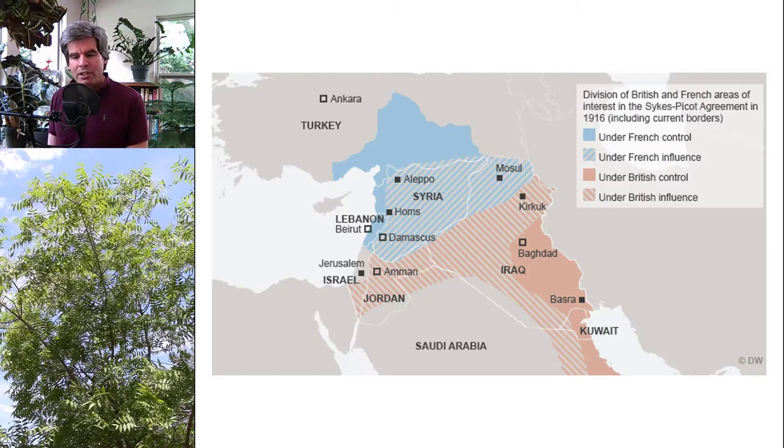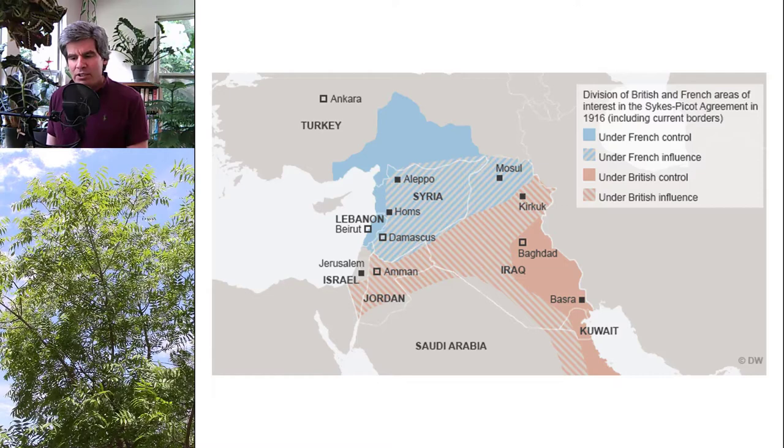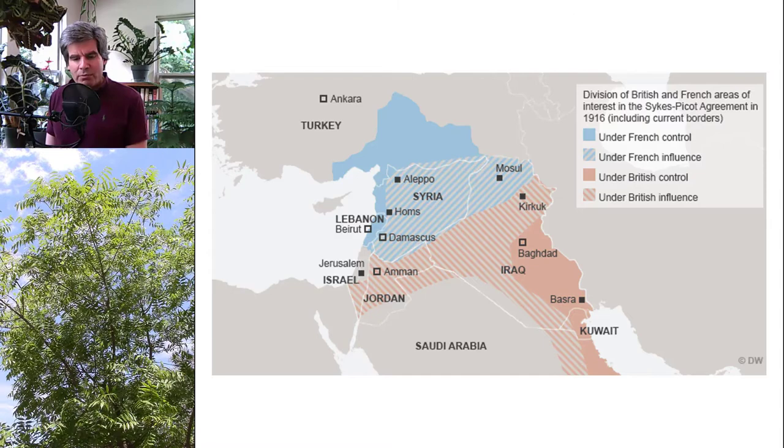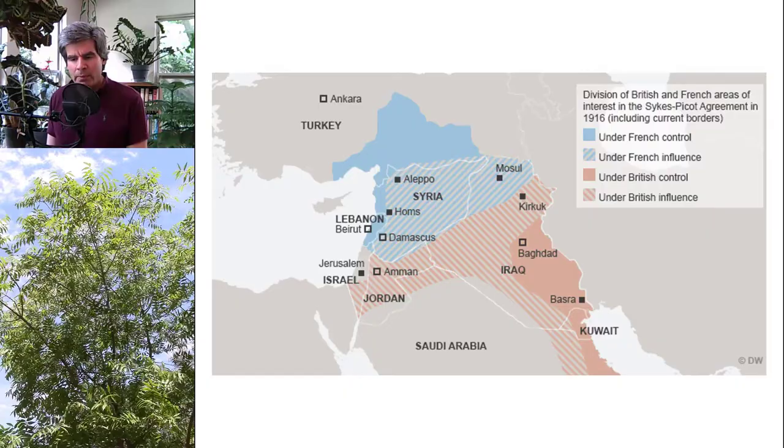And then the third promise is that Britain made plans with France that, after winning the war, land in the Middle East would be divided between their two countries. So what happened is this. After the war, the promise of self-rule was largely ignored, and land was divided between Britain, which took Palestine and Iraq, and France, which took Syria. And the map on the screen shows how the land was divided.